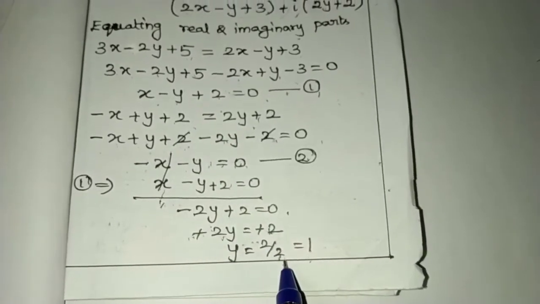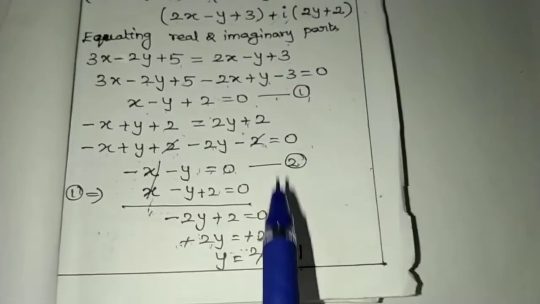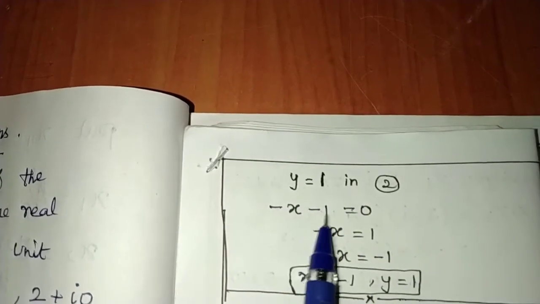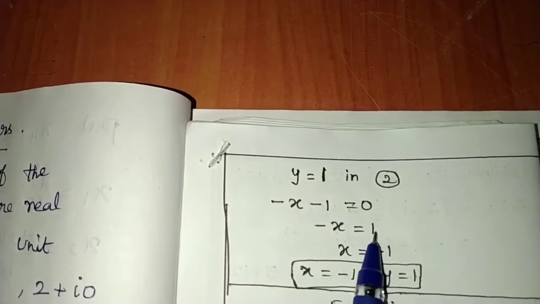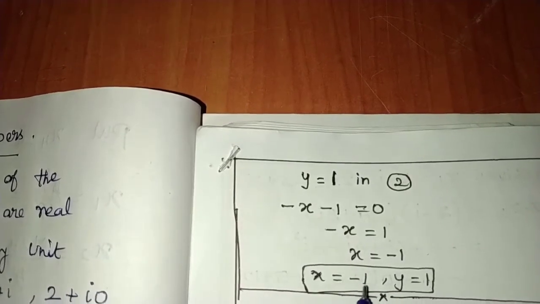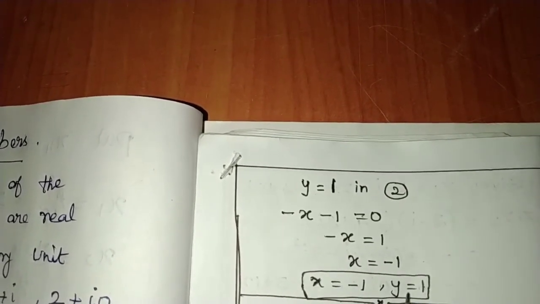Plus 2 go to that side, minus 2, minus minus cancel, divided by 2, y equal to 2 by 2 equal to 1. Next we want to find x. Substitute y equal to 1 in the second equation. Y equal to 1 in 2, minus x minus 1 equal to 0, minus 1 go to that side, plus 1. That is x equal to minus 1. Therefore x equal to minus 1, y equal to 1. We get the answer. Thank you, students.